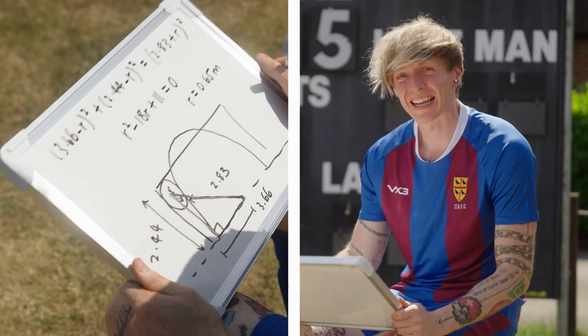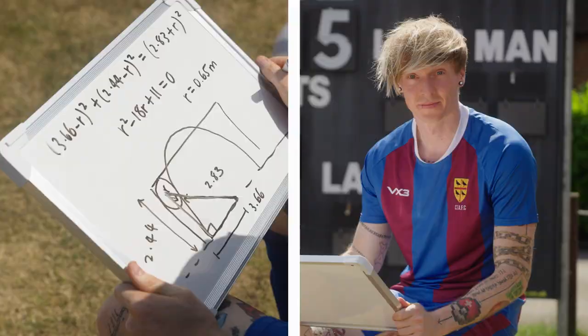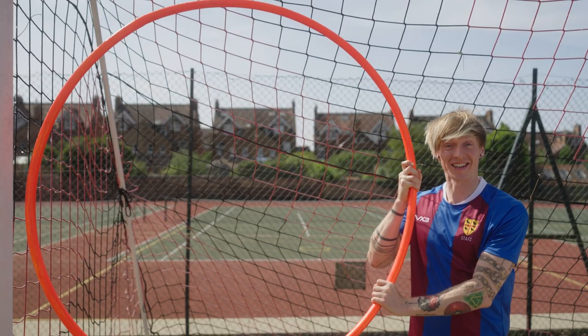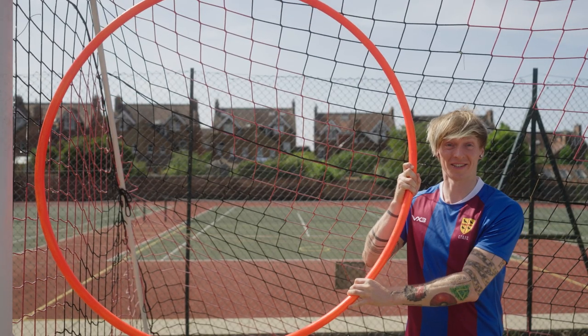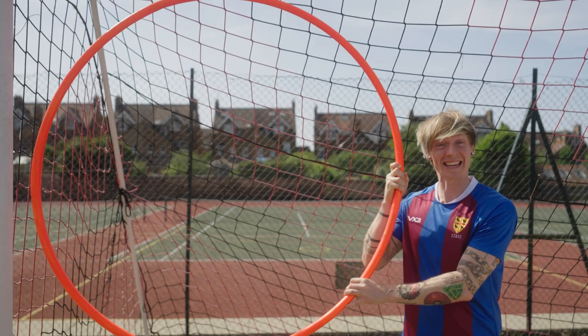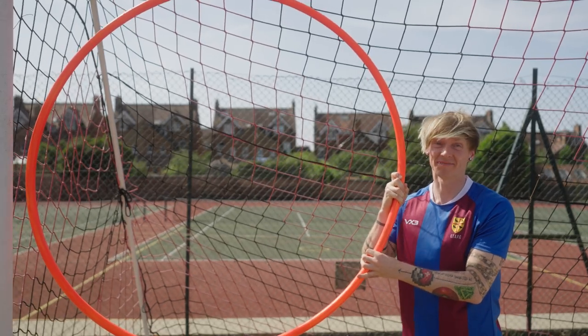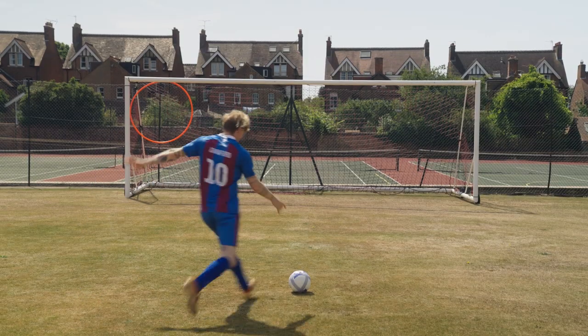So what we need is a circle of radius 0.65 meters. This is a circle of radius 0.65 meters. So all I have to do to maximize my chance of a successful penalty kick is hit the ball through this hoop. Easy, right? I'm actually a little nervous.